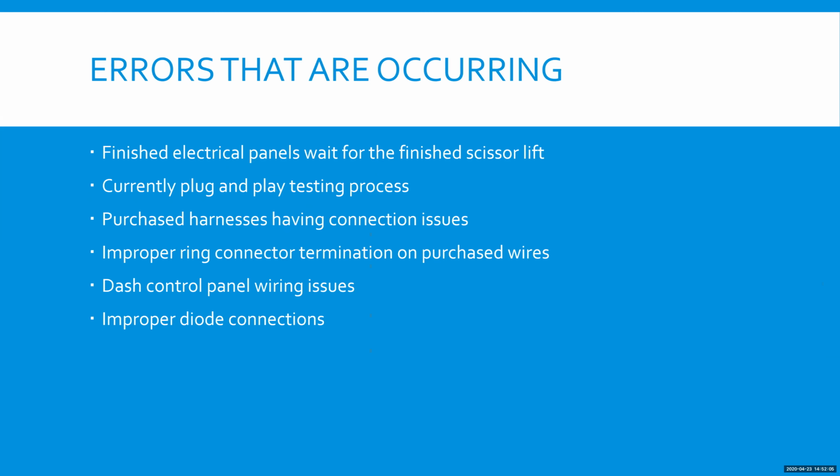The errors that FAST identified for us that were occurring with this were improper ring connectors that they receive as purchase parts, their dash control panel wiring issues where the assembler would mess up a wiring, get wires crossed, something like that, as well as improper diode connections.